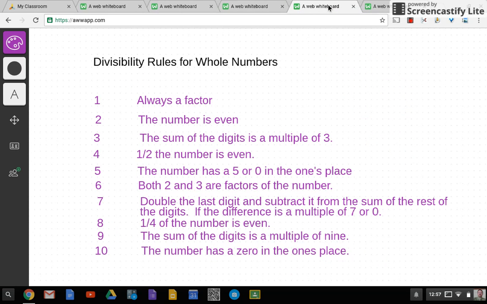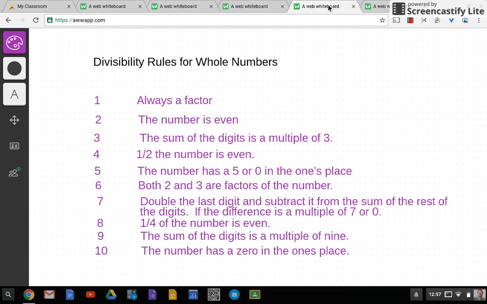Now, I'm not going to spend too long here, but these are the same rules that you used last year in 5th grade. They're the same rules that we've had for a while. Now, I did come up with one for 7, and it would be this. It says double the last digit and subtract it from the sum of the rest of the digits.